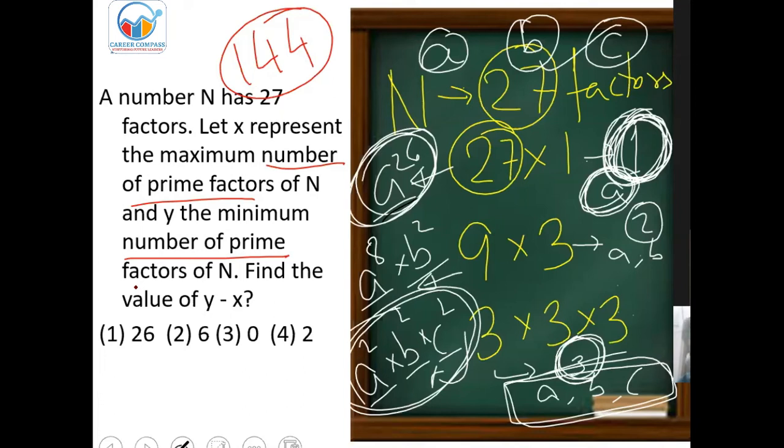What is the number of factors for 144? Sir, 15. 2 to the power 4 into 3 square. Very good. 4 plus 1 into 2 plus 1. Very good. So this will be the number of factors, right? Yes, sir. So if I ask you what are the prime factors of 144? 2 and 3. These are the prime factors of 144.